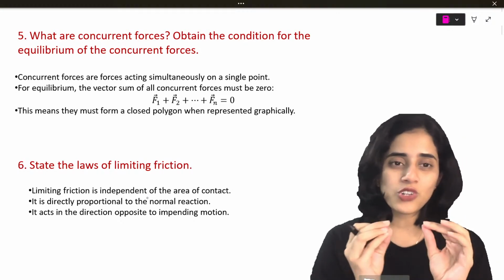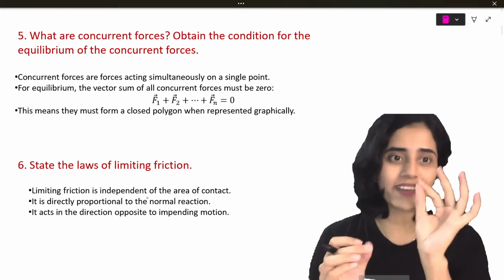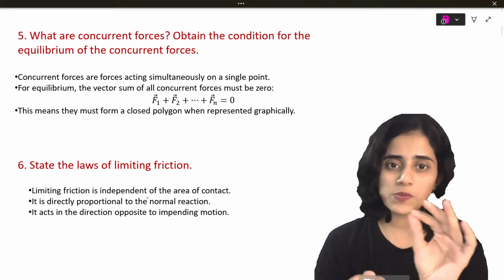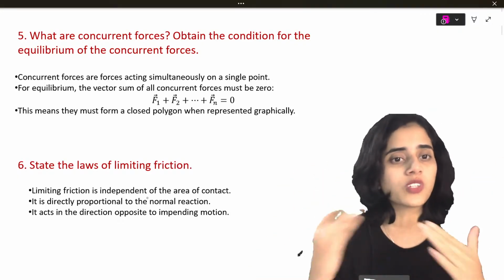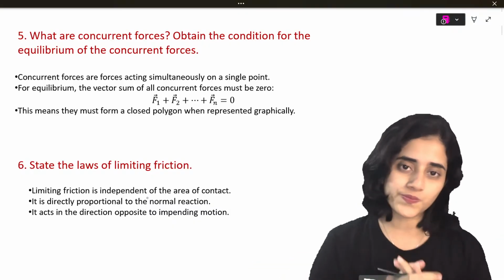So concurrent forces are so many forces acting on one point. Which means if you just add all the forces together, you will get 0.